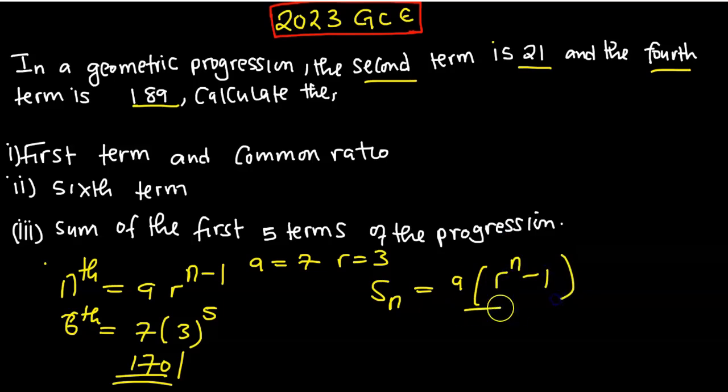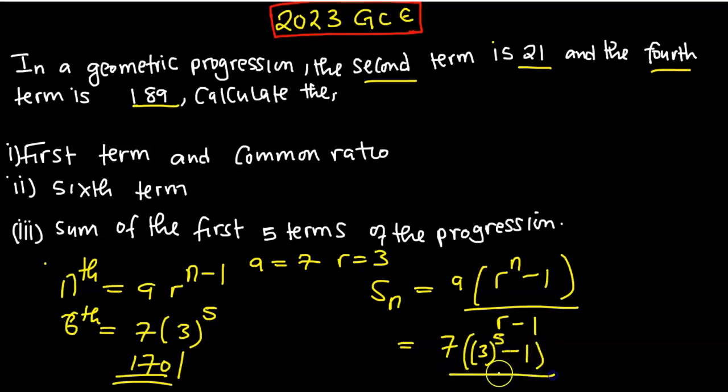Then now divide what? Divide r minus 1. So now let us replace. What is our first term? 7. Then here, what is our r? 3 to the power what? We are finding the first 5 terms, so to the power 5 minus 1. Then here down, what is the common ratio? It is 3 minus 1. So this time around we are not going to leave it out. It's the 2 down here.